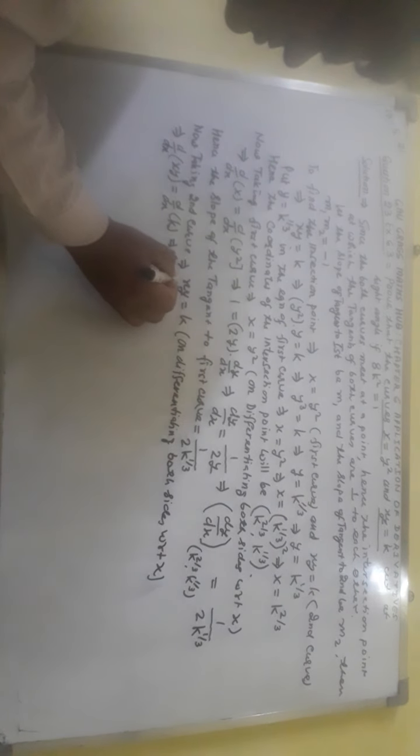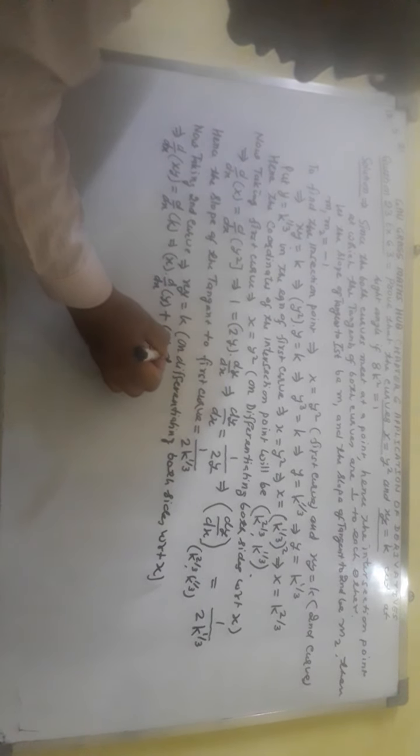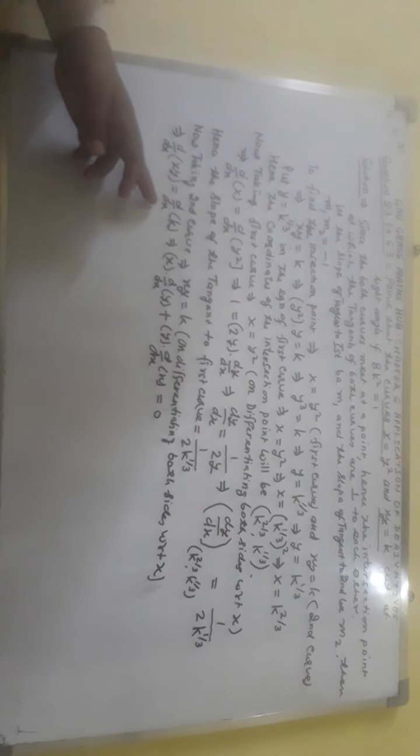The product rule says: first function as it is, dot d over dx of the second function y, plus the second function as it is, dot d over dx of x. So we shall get equal to 0. Why 0? Here you can see d over dx of k. Here k is a constant. The first order derivative of a constant comes out to be 0. d over dx of k comes out to be 0.